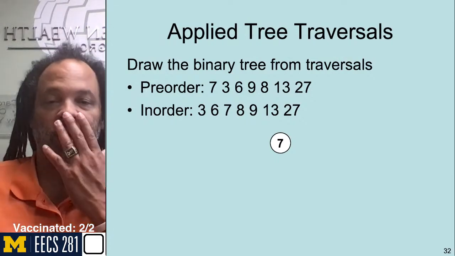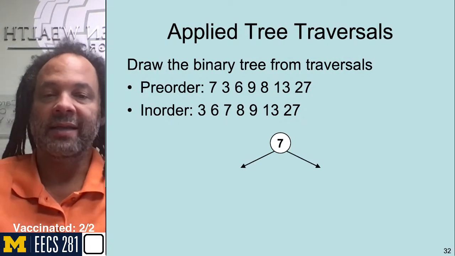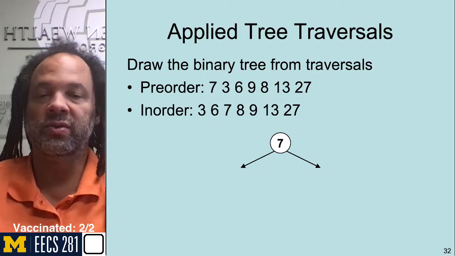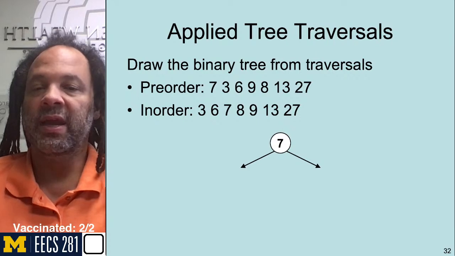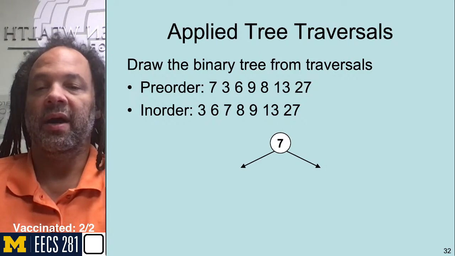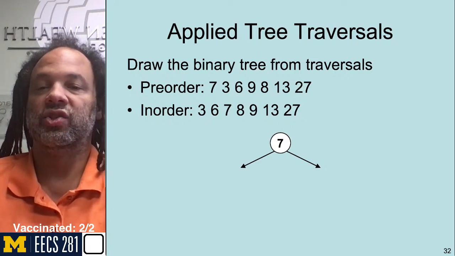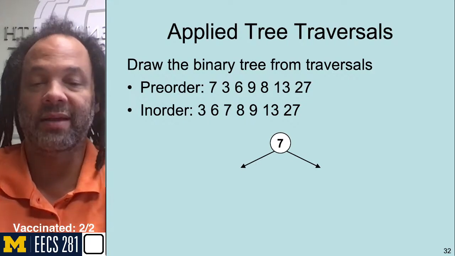So I'll start out with my 7 there, and then as I try to put where the 3 can go, I see that the 3 can go into either one of those two sides and still satisfy the pre-order traversal. However, the in-order traversal does not get satisfied that way. Because the in-order traversal doesn't get to process the 7 until it's processed its children.